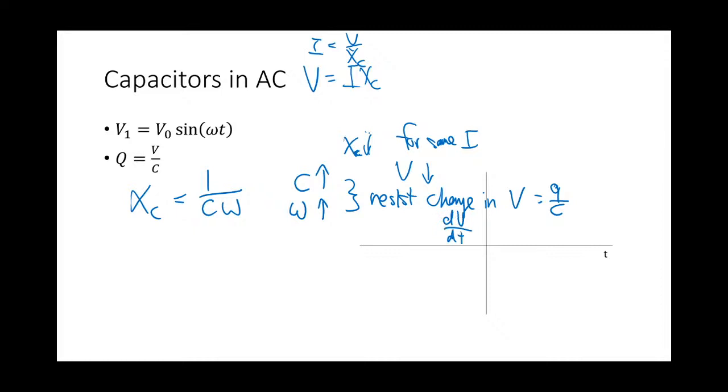It resists dV/dt. So the bigger the capacitor, the harder it is for the voltage to wiggle up and down. But also, the faster you want to wiggle the voltage up and down, the less effect you're going to get because you're changing it faster as well. So that's one way to think about how the reactance of the capacitor has this particular form. But that's just something you can memorize and work with.